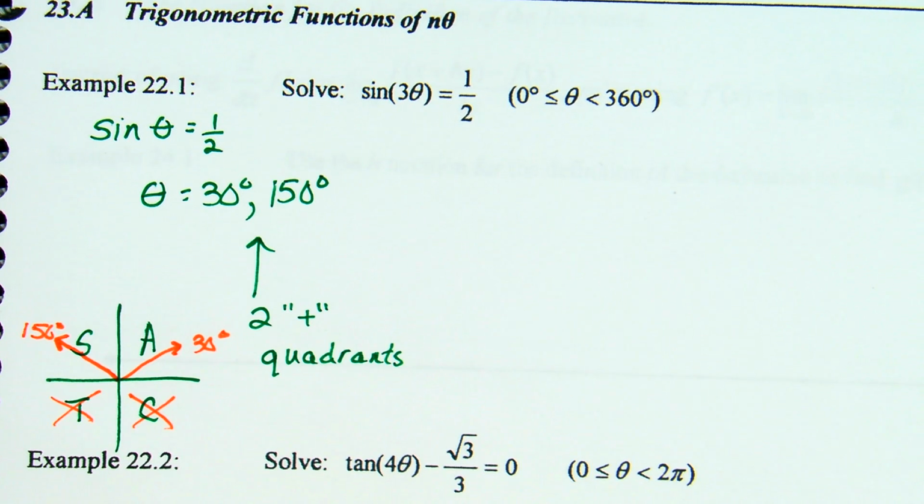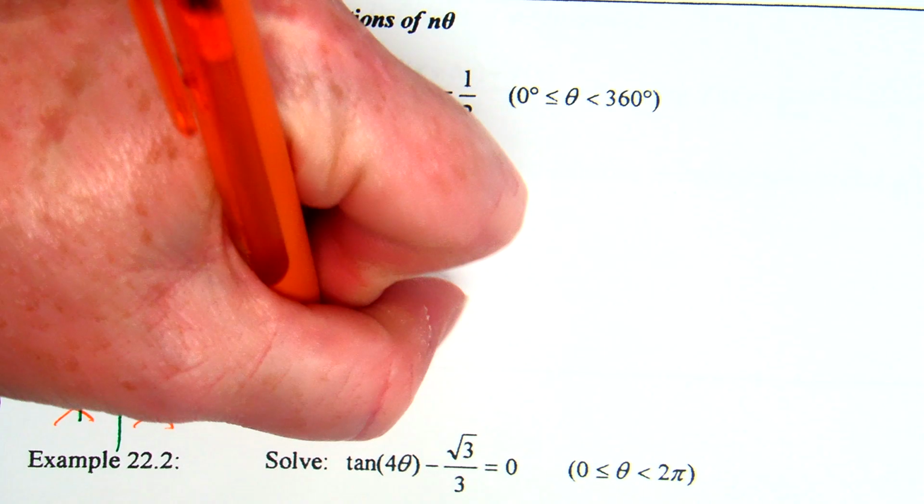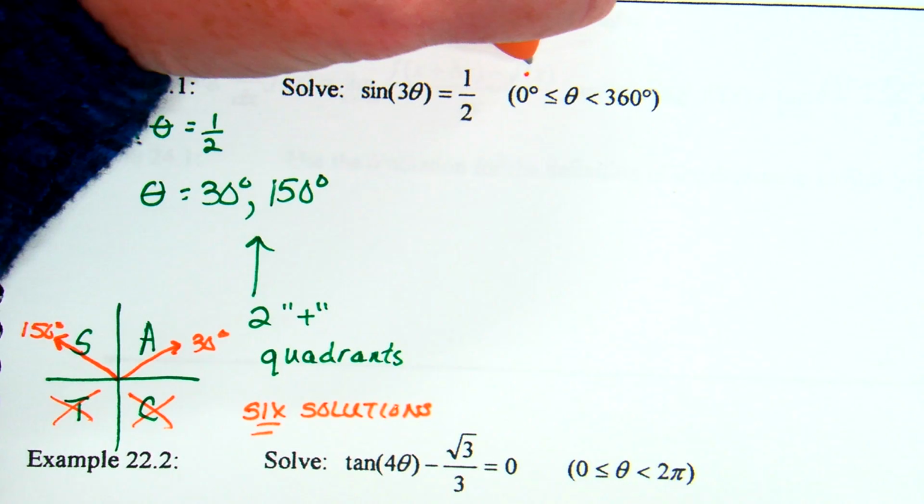3 theta basically indicates that we're going 3 times around the unit circle in a way. Or that's what we're kind of considering. Our answers, I'll get to it here in a moment. But yes, we are looking for a total of 6 solutions. Okay? So a total of 6 solutions.